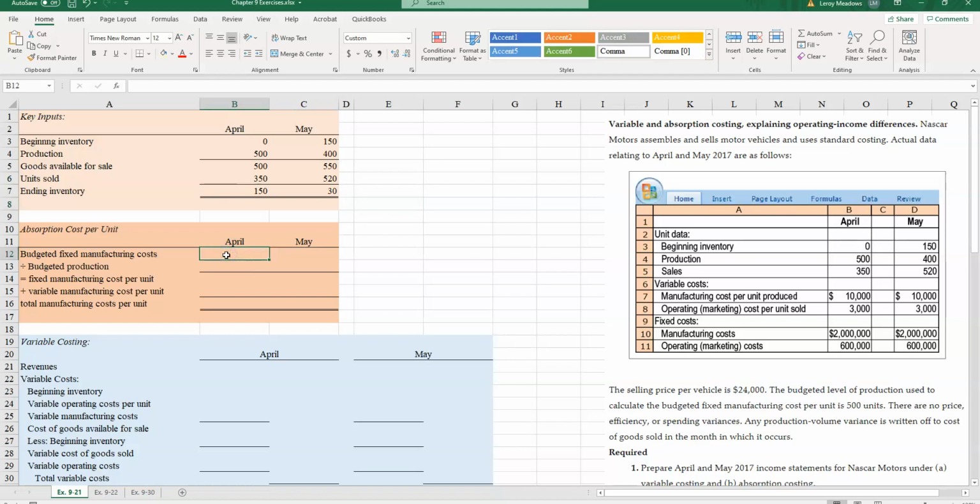So we need to take into account fixed manufacturing costs. Now, how many fixed manufacturing costs am I going to incur in April and May? Well, I'm going to incur $2 million of the cost. So I'm going to take $2 million.